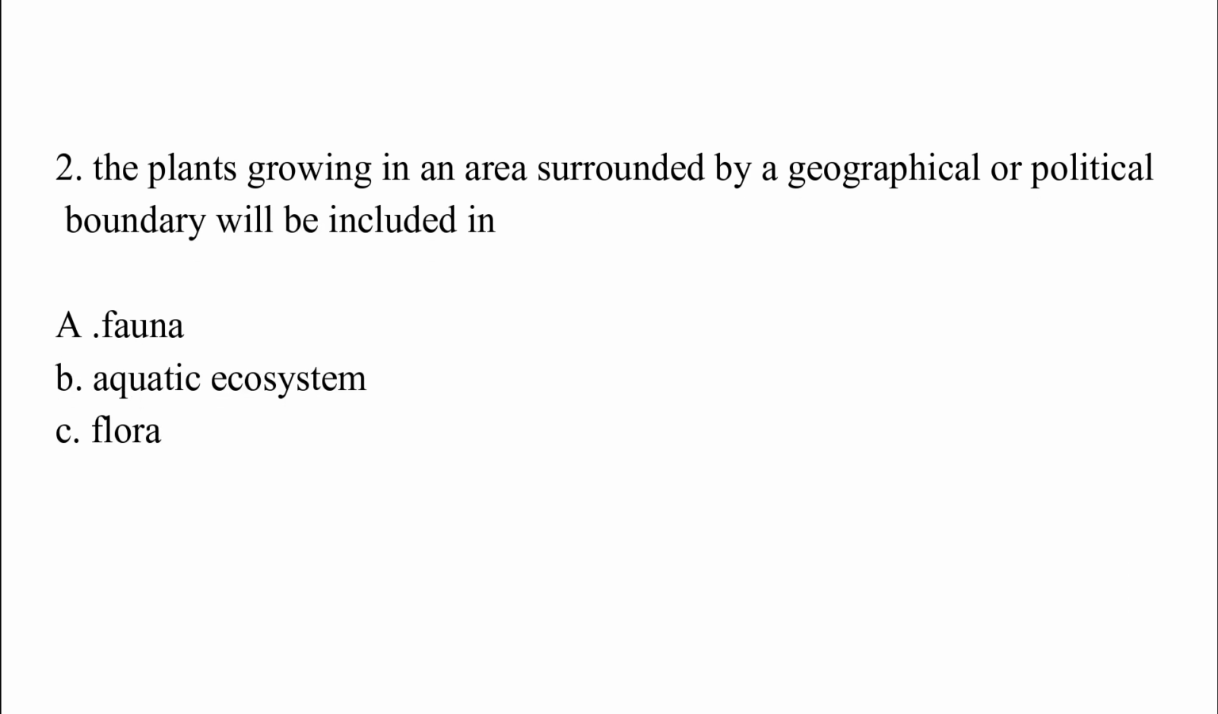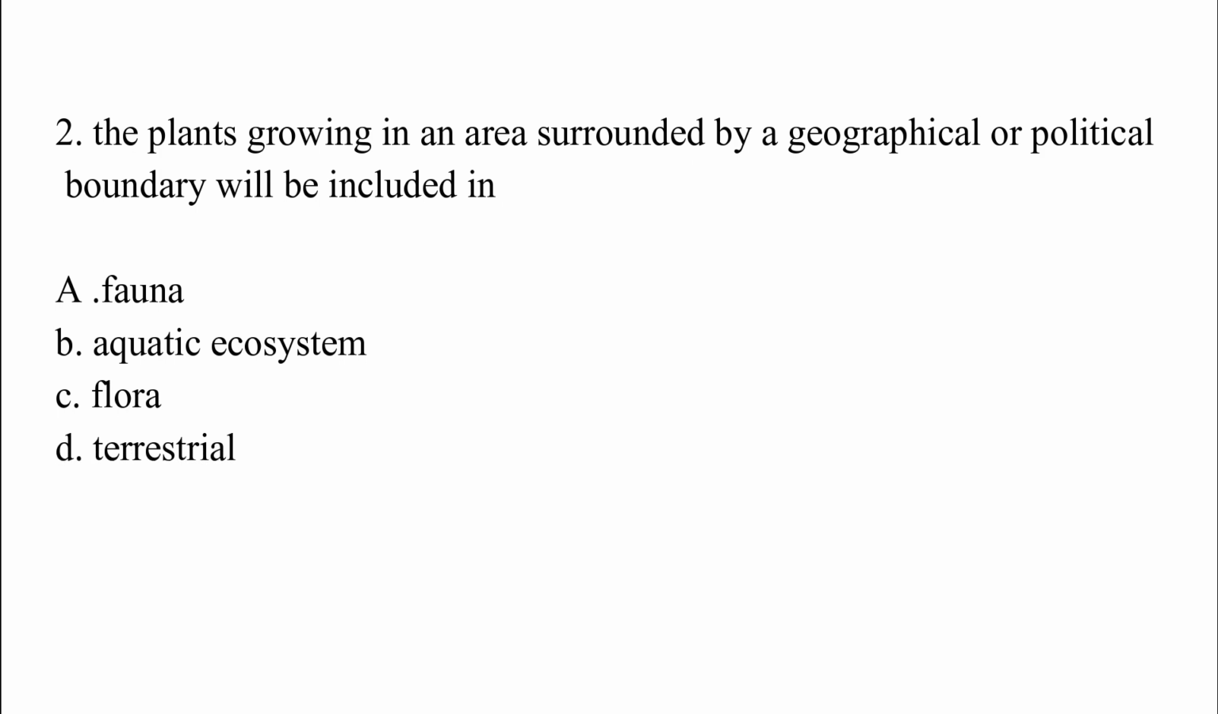The plants growing in an area surrounded by a geographical or political boundary will be included in option A. Fauna, option B. Aquatic ecosystem, option C. Flora, option D. Terrestrial. The correct answer is option C, which is flora.